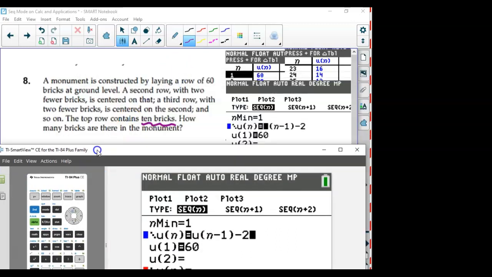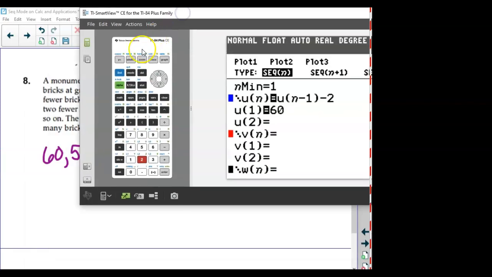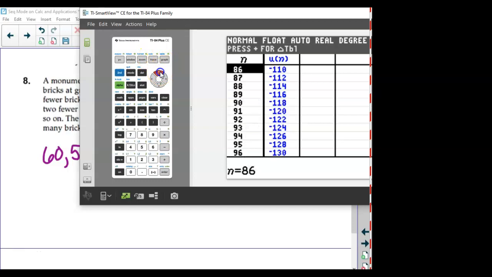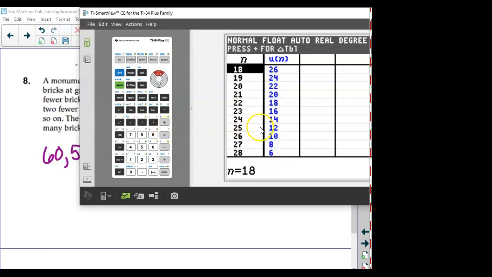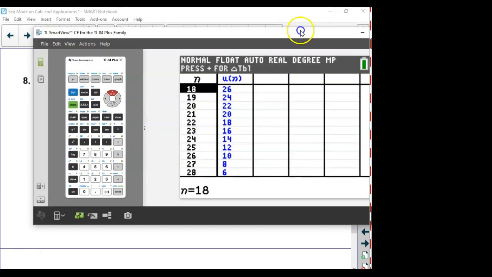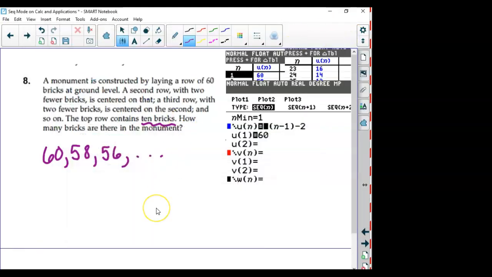And it says the top row has 10 bricks. So we want to know what row number is that? When does this get down to 10 bricks? Whoops, it's not row 80. The top row has 10 bricks. That is row, I have 26. Did anybody get row 26? Okay. And I could show you how to do that without the calculator. One second. So row 26 had 10 bricks.